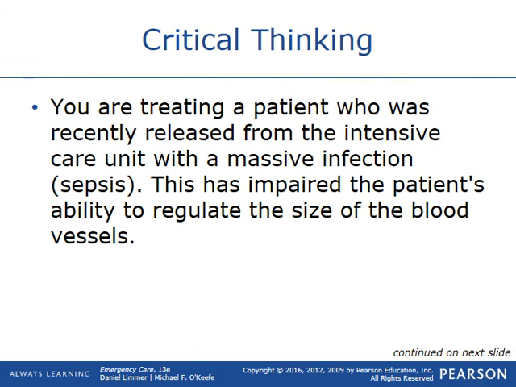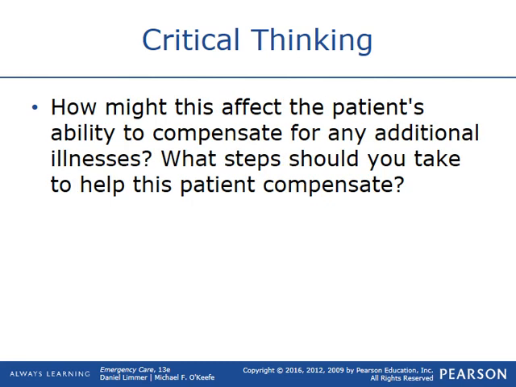So let's think critically here for a minute. You're treating a patient who was recently released from the intensive care unit with a massive infection, also known as sepsis. This has impaired the patient's ability to regulate the size of the blood vessels. How might this affect the patient's ability to compensate for any additional illnesses? What steps should you take to help the patient compensate?